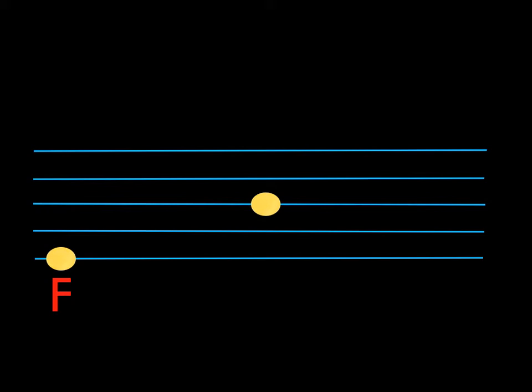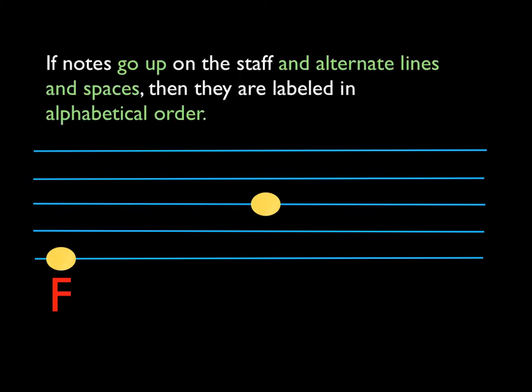So we just visualize. If we know that the first note is F, then we know, oh, in our rule, remember our rule, if the notes go up on the staff and alternate lines and spaces, then they are labeled in alphabetical order. Okay, so going up, this second note is higher than the F, so we just need to use our alphabet and remember to alternate lines and spaces. So if that first note is F, the next note is going to be a G on the space, and then an A on the line, because A comes after G in the alphabet, and then on the space, the next space is B. So that makes this last note here, this note that we're trying to figure out, has to be the next letter in the alphabet, which would be C. So if that bottom line is F, then that third line is C. And we used our alphabet to get there.